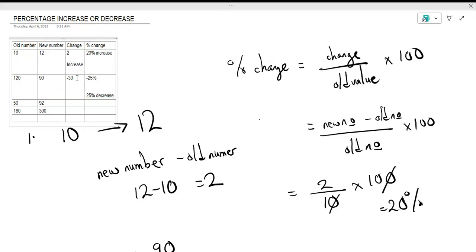All right, so you can try the rest. We have 50 and 92, 80 and 300. And let's see, you can get your answers and send them to me, and also the other notes that we did, other exercises that we did. So it's just a general idea for percentage increase or decrease.